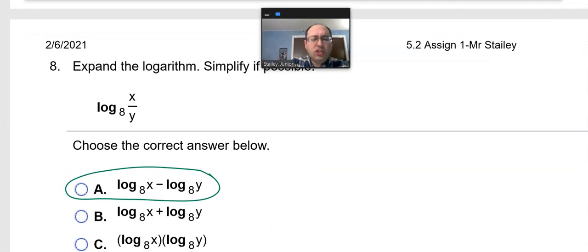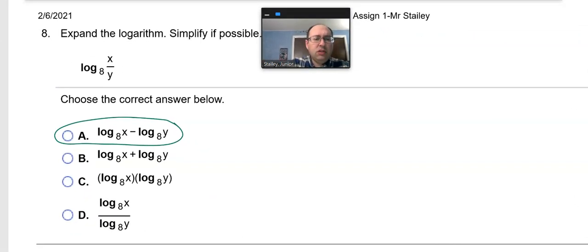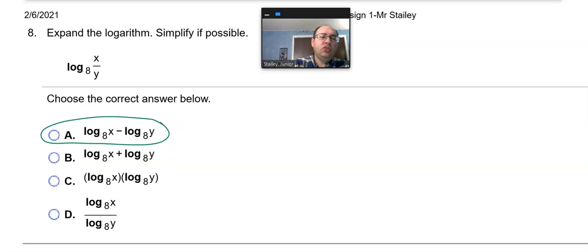Okay, so question 8. The good old simplify. It's multiple choice. We got log base 8 of x over y. Yes, that is log base 8 of x minus log base 8 of y. Using the property, we changed it into its expanded form.